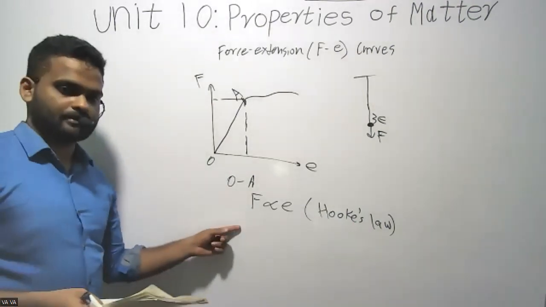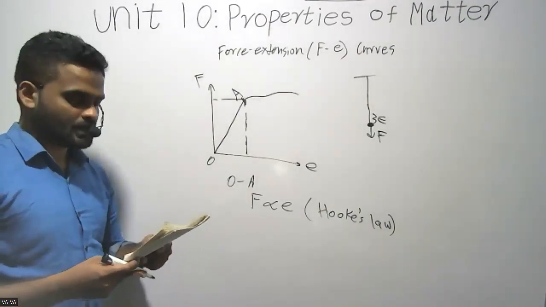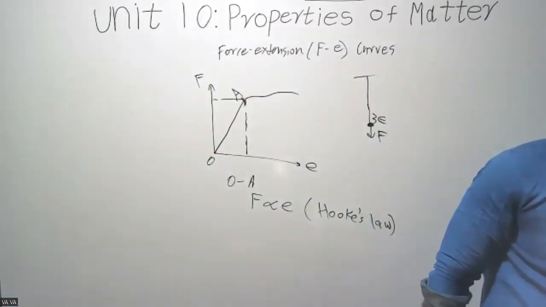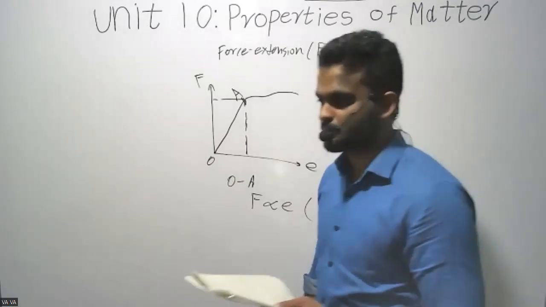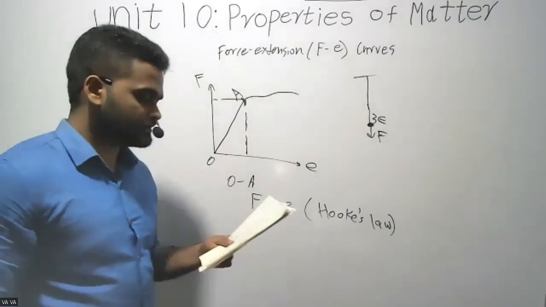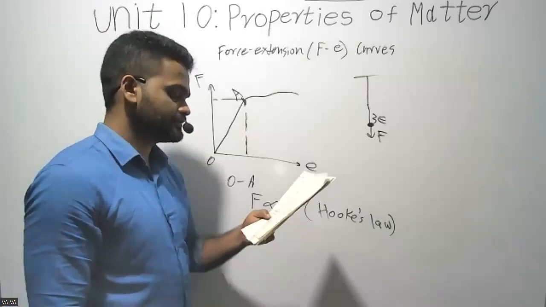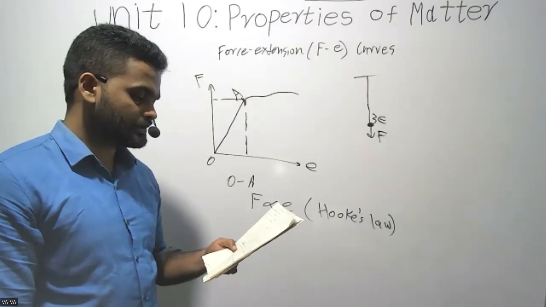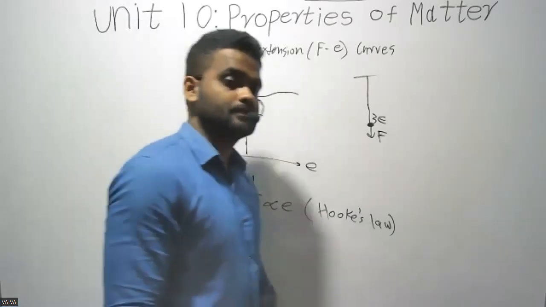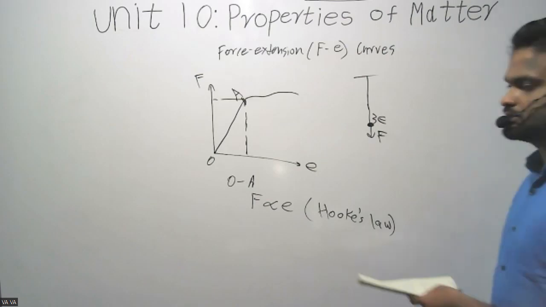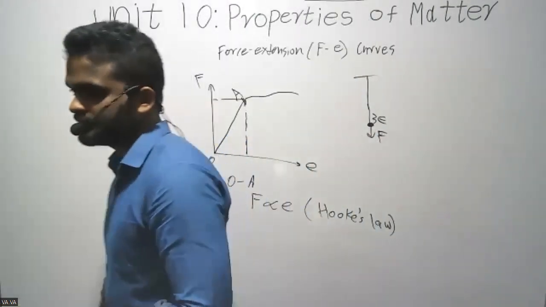So below that, write this one. Up to proportional limit, extension in a wire is proportional to the tension that it causes.